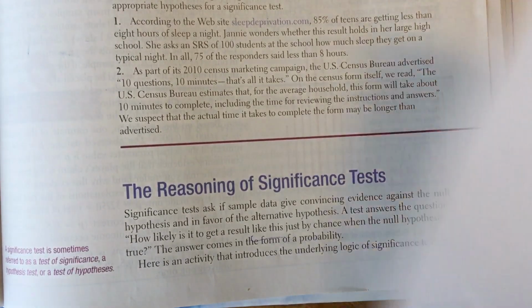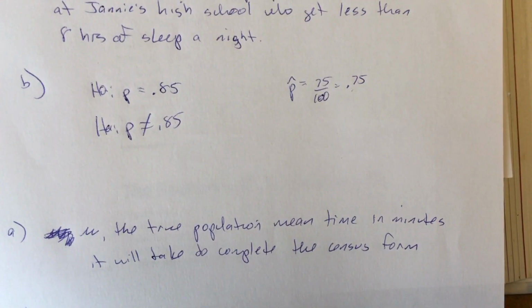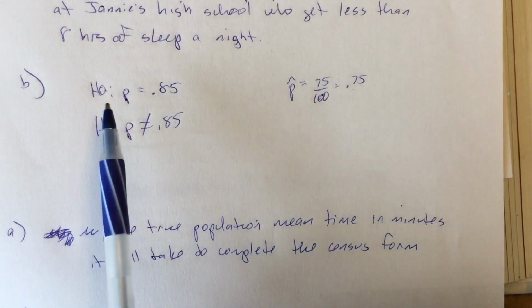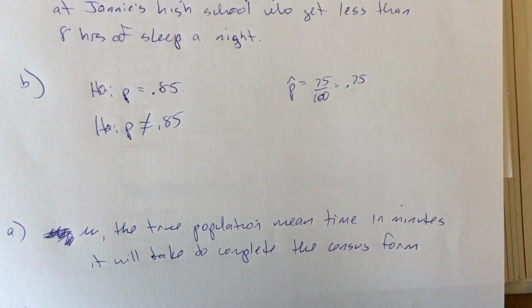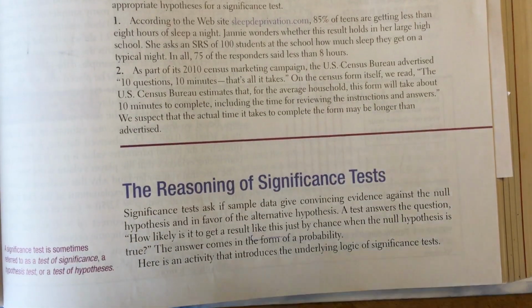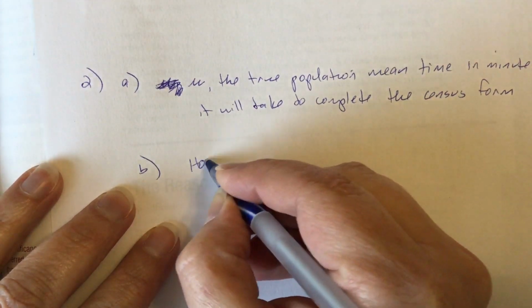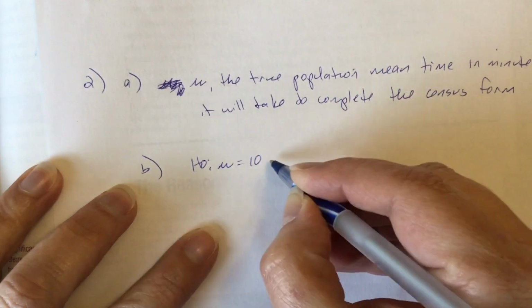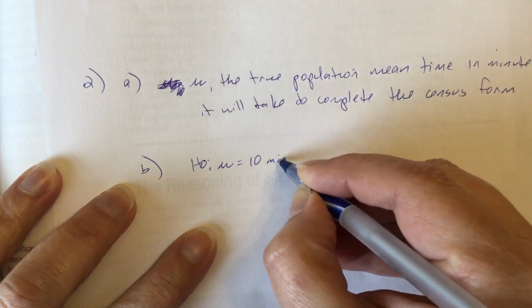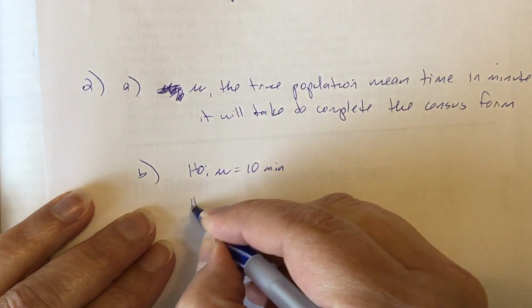So that's what I have down for our parameter of interest. Now for our hypotheses, again, the H0, or the null hypothesis, is going to be kind of what's expected. What does everybody think? According to the Census Bureau, it takes 10 minutes. So our H0 should be that mu is 10 minutes. Let me write that. Now this does have a unit, so I'm going to put the 10 minutes. And then what's our alternative hypothesis?